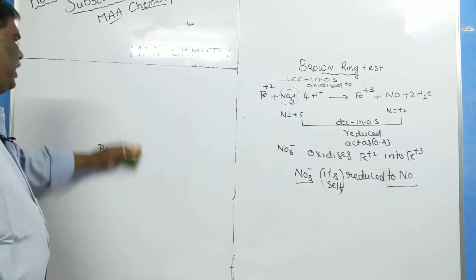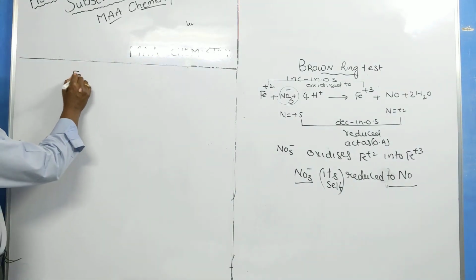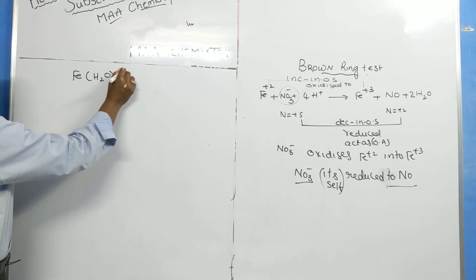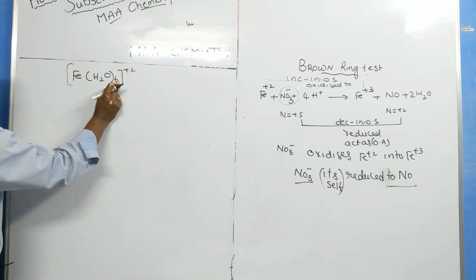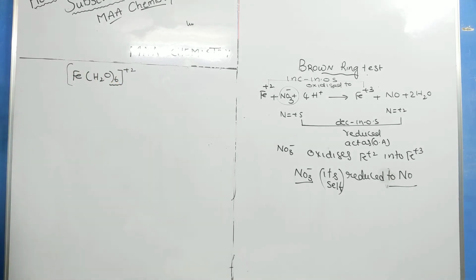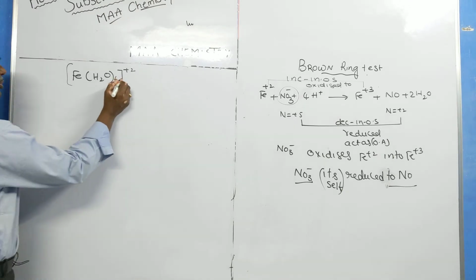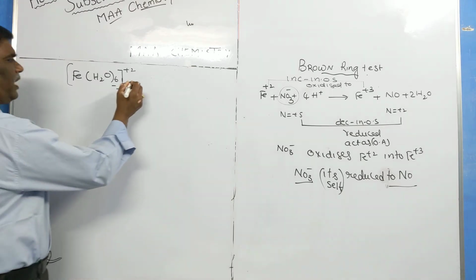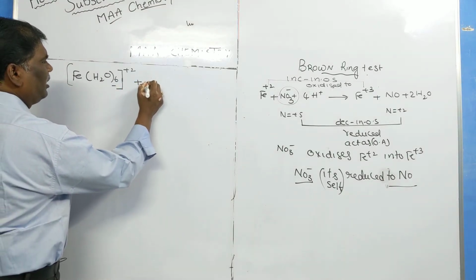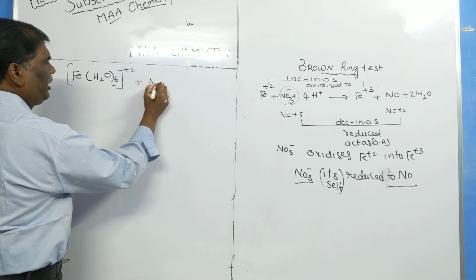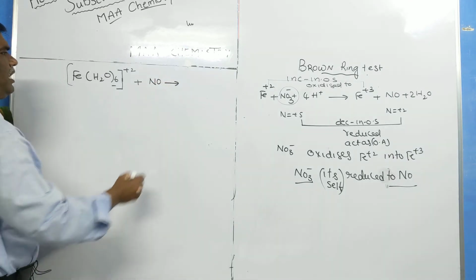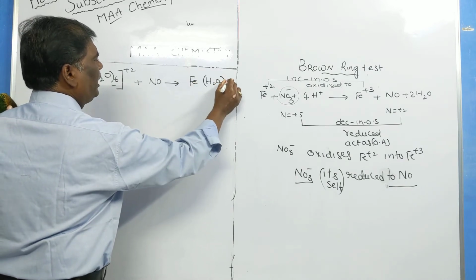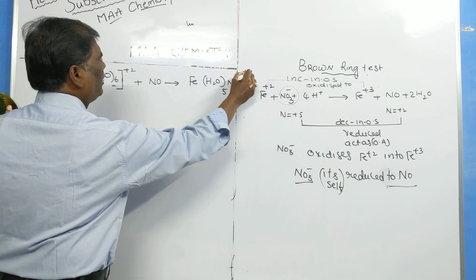Now, one more point is that ferrous sulfate is actually a hexahydrated complex. Ferrous is hexahydrated, having 6 water molecules. This is the point we have to remember. Later, what happens? The ferrous in the presence of NO changes into which one? It changes into [Fe(H2O)5NO]2+.